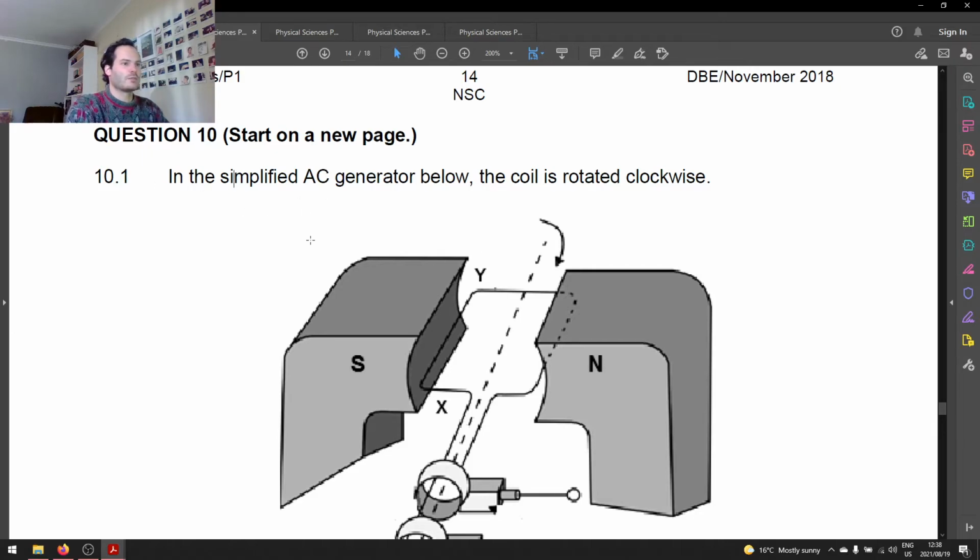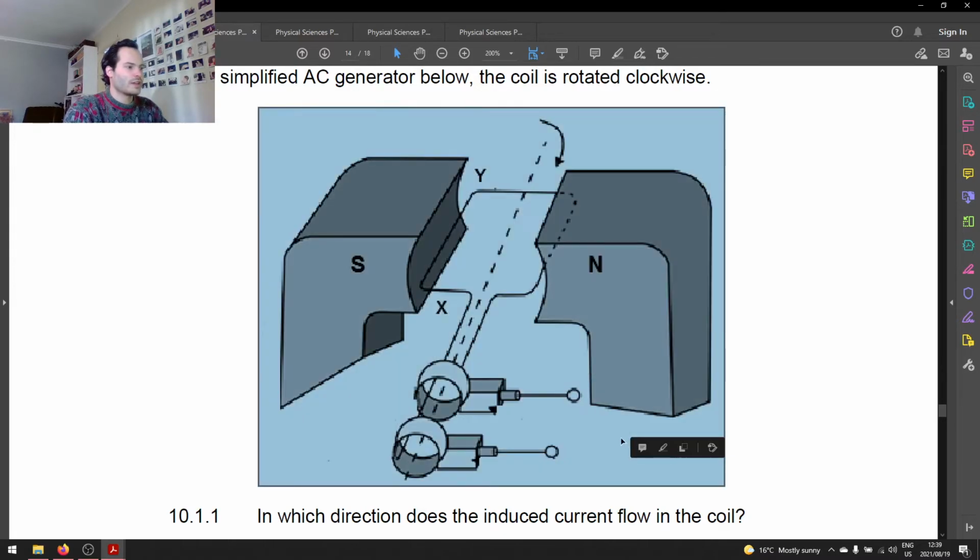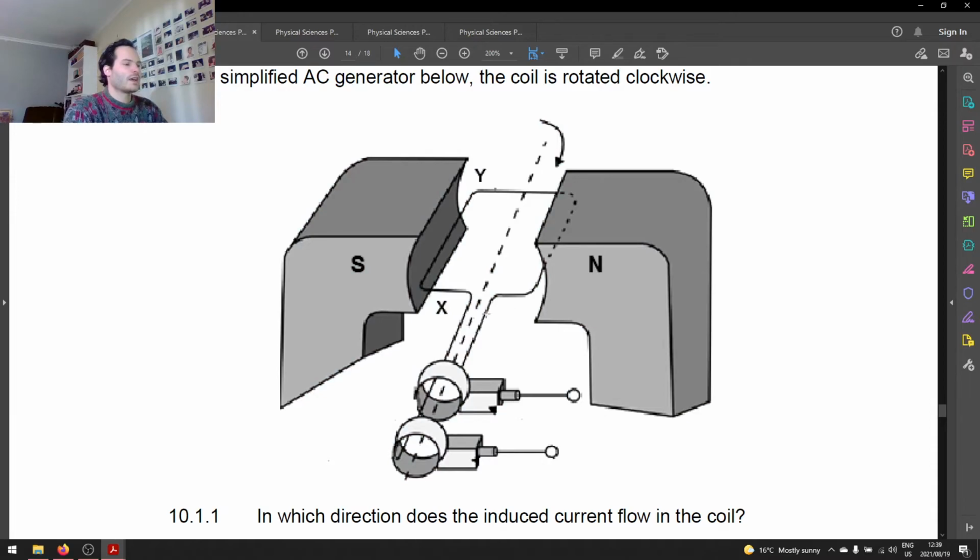So they say in 10.1, in the simplified AC generator below, the coil is rotated clockwise. How do we know this is an AC generator? It is not connected to a battery, therefore it is a generator, and we can see the slip rings, meaning it's an AC generator and not a DC generator. Remember, a DC generator would have had split rings. Here we've got slip rings, meaning they slide continuously, whereas your split rings are like two half moons where there's a separation between them.